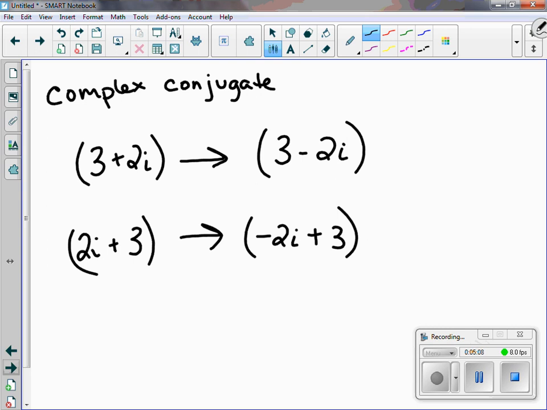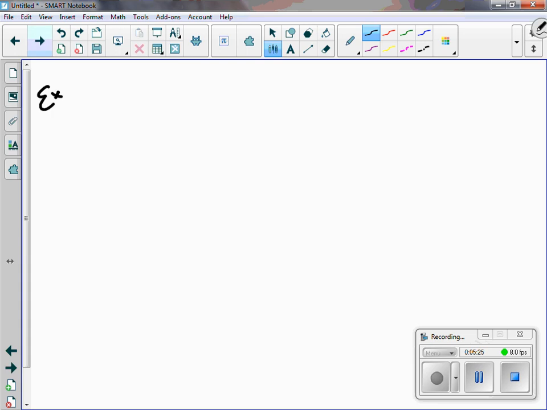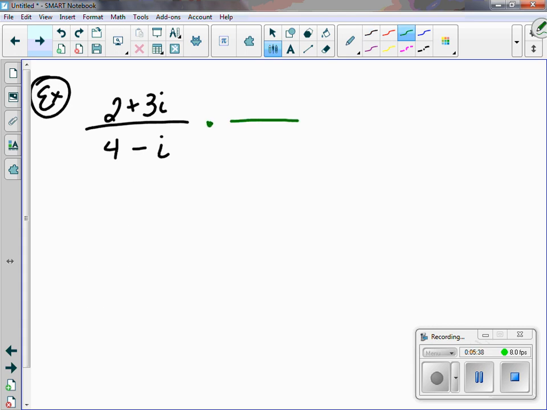You will want to multiply by the complex conjugate when you have a fraction. You cannot have an imaginary number in a denominator. So this is no different than if you were to have a square root in a denominator. So if I were to have 2 plus 3i divided by 4 minus i, I need to multiply by the complex conjugate. The complex conjugate here is going to be 4 plus i.